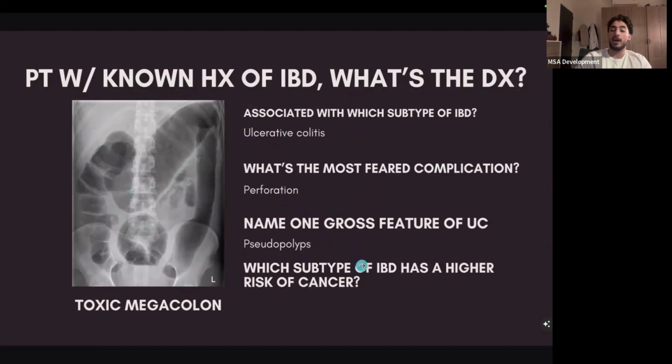And which subtype of IBD has a higher risk of cancer? The answer is also ulcerative colitis, and that's because it involves the colon. I need you to remember that it involves the distal colon, specifically the rectum and the sigmoid colon. Also, in subtypes of Crohn's disease where there is colon involvement, that also puts you at a higher risk of adenocarcinoma.